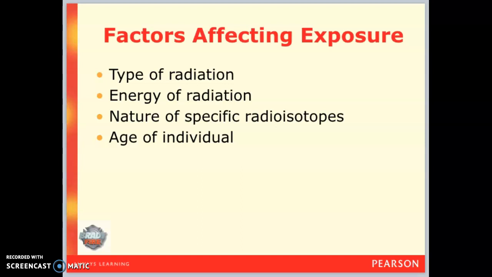So when it comes to looking at exposure and the factors that impact whether or not exposure is going to be damaging or how impactful it's going to actually be, there are four factors that we really need to look at. The first is the type of radiation. So is this something that is an alpha emitter? Is it a beta emitter? Is it a gamma emitter? And that goes hand in hand with the second thing, which is the energy of the radiation.